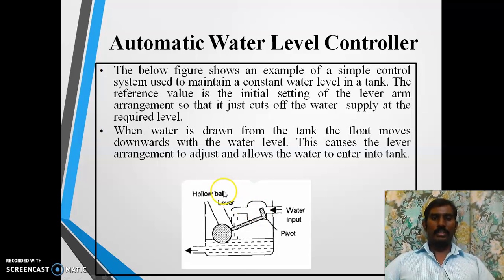Okay, when the water is drawn from the tank, that means water is taken out from the tank, the float will move downwards. This hollow ball will move downwards. Then based on this pivot, it will open this water flowing pipe. So this causes the lever arrangement to adjust and allows the water to enter into the tank.